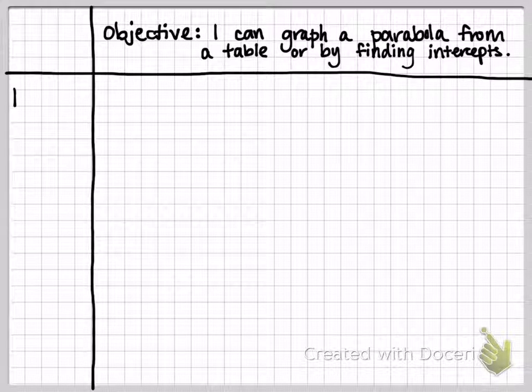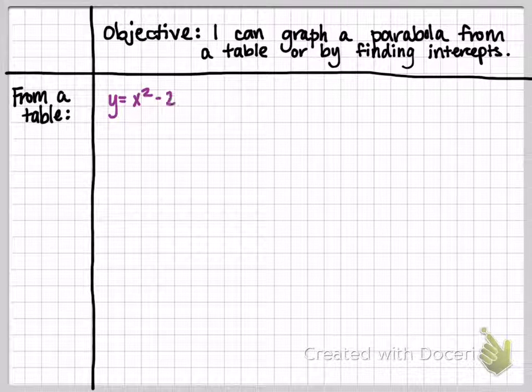The first thing we're going to do is we're going to graph from a table, okay? And we're going to do this example. We're going to do y equals x squared minus 2x minus 15. Now the tricky part as a table is it's hard to know kind of what numbers to use, and so you kind of have to play around with it.